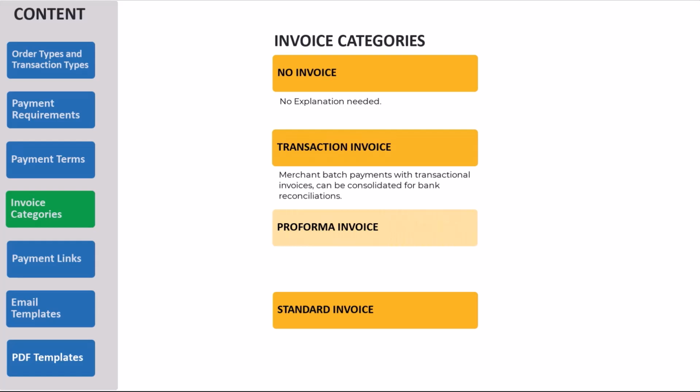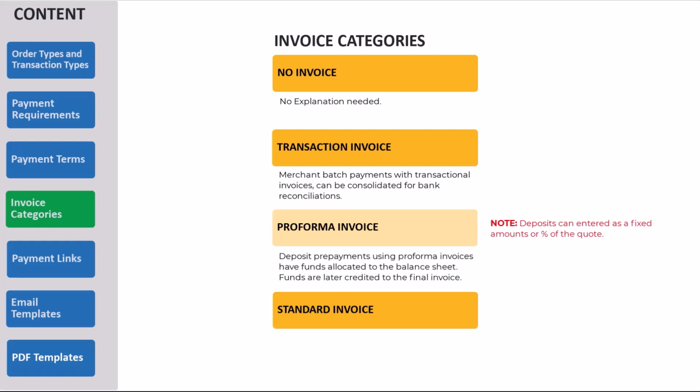A Proforma invoice is used for deposit payments. This is treated as a prepayment in your accounting system, and the funds are allocated to your balance sheet. When the final invoice is raised, the prepayment amount is credited to the invoice and automatically debited from your balance sheet and credited to your profit and loss income accounts. Any Proforma invoices paid using merchant accounts are reconciled with transactional invoices under the consolidated payment process.